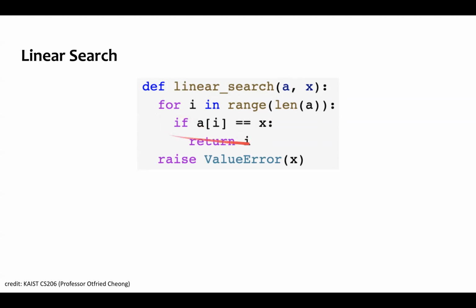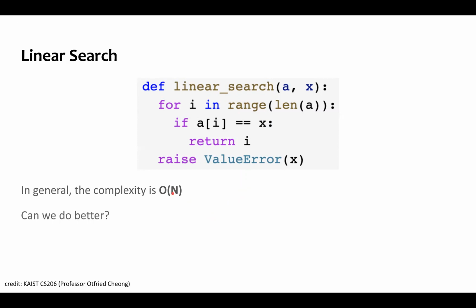And after all this iteration, if we haven't found any item that matches X, then we are going to raise a ValueError. We'll say there is no item that matches X. All right, so this is very simple, and this is linear search. In general, the complexity of linear search is O(n), because we need to check all the items inside this list, and n is the length of this list A.